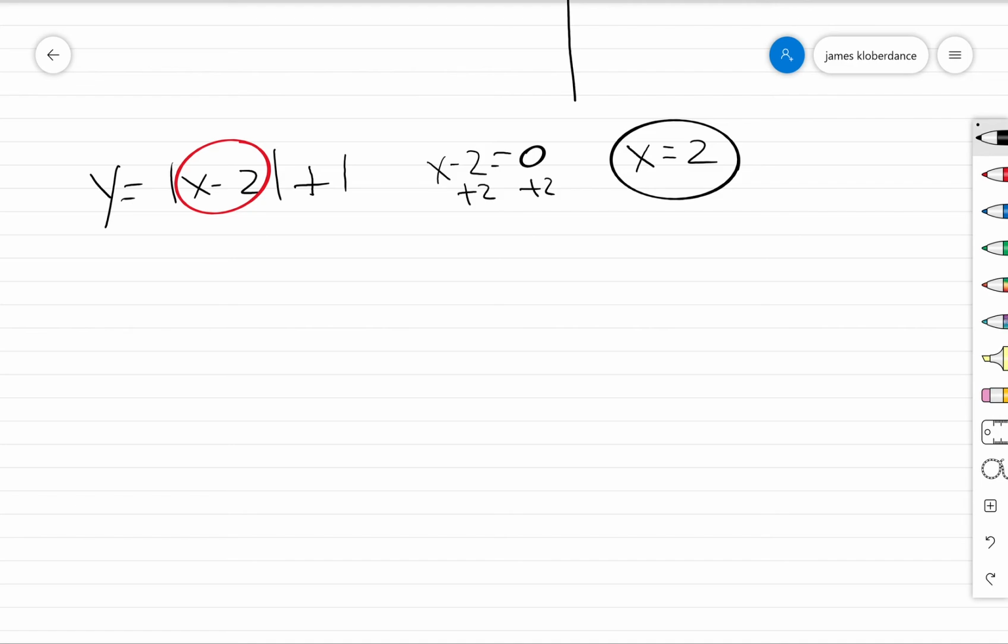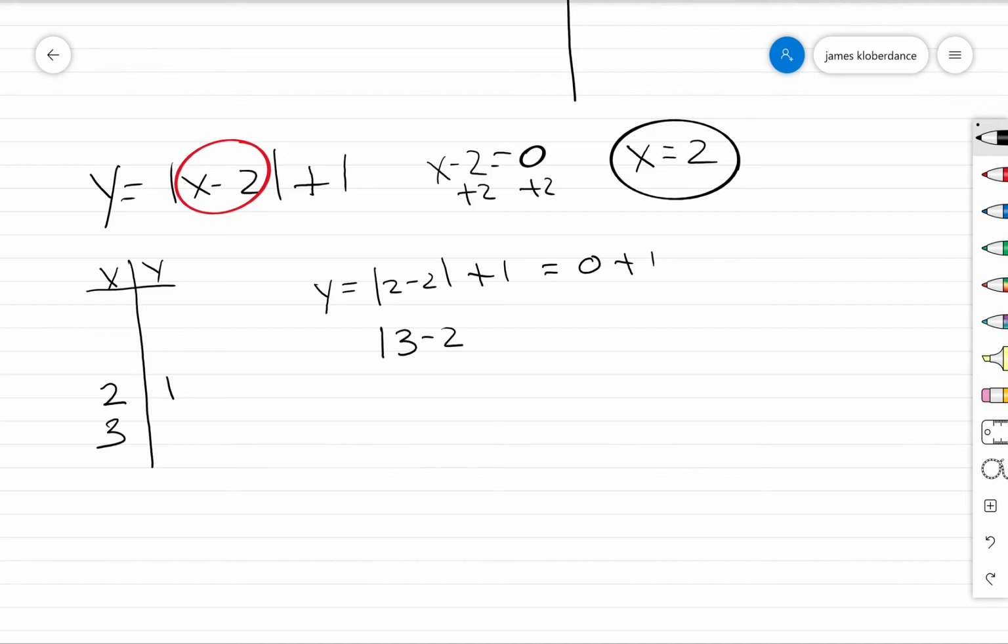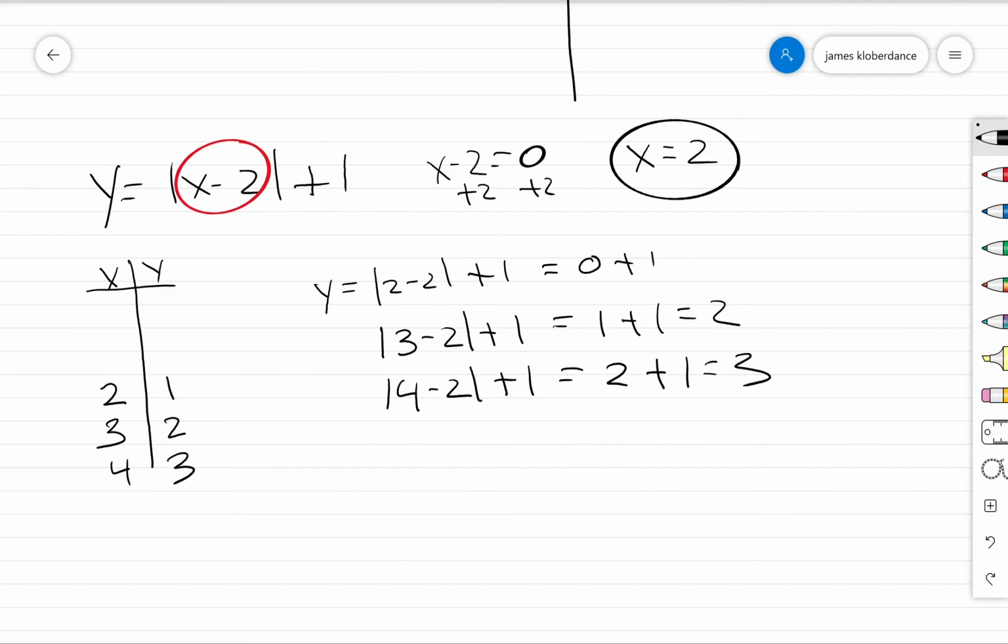Okay, so that's an important number. To the left of 2, it's going to behave one way. To the right of 2, it's going to behave a different way because of the absolute value. So let's proceed with a table. When x is 2, we get the absolute value of 2 minus 2, plus 1, which is 0 plus 1, so 1. When x is 3, 3 minus 2 plus 1 equals 1 plus 1, which is 2. When x is 4, 4 minus 2 plus 1 equals 2 plus 1, which is 3. So it's just 1, 2, 3.